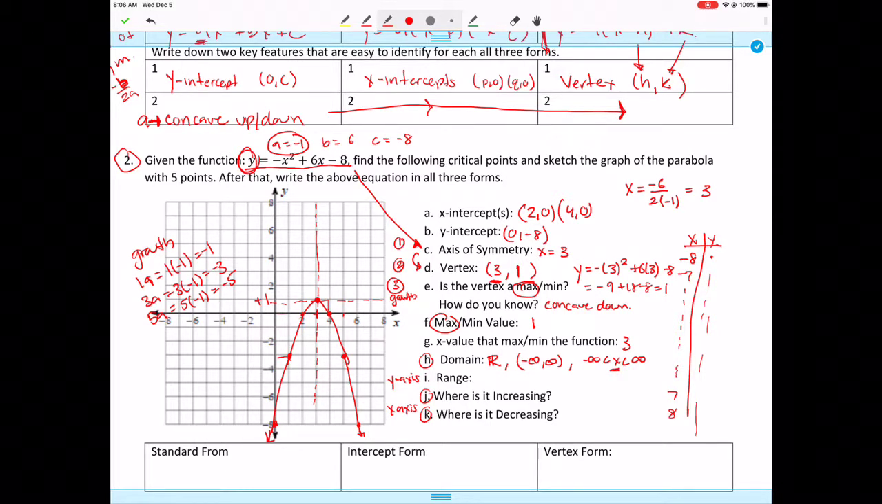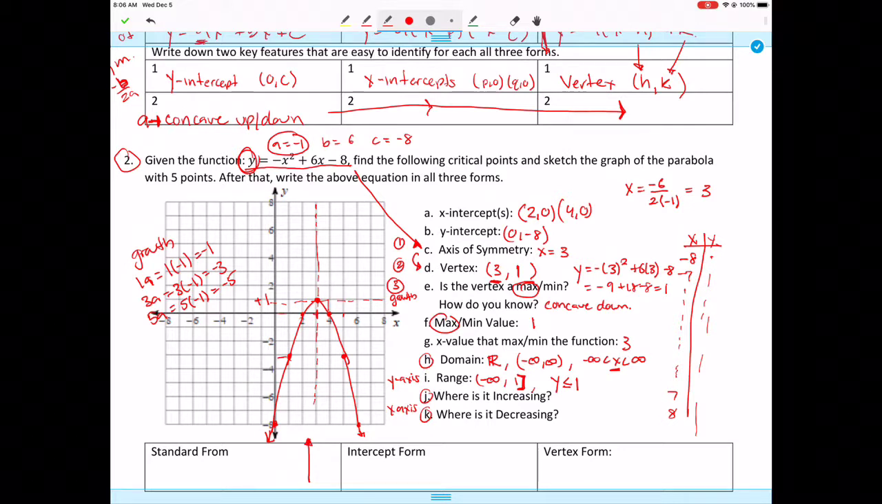So for range, you could write it as you start at the lowest value and you go to as high as it can go. So the range will go from negative infinity all the way to 1. And we'll use a square bracket because 1 is included. You can also write this and say it is all y values that are less than or equal to 1. So that would be acceptable as well.